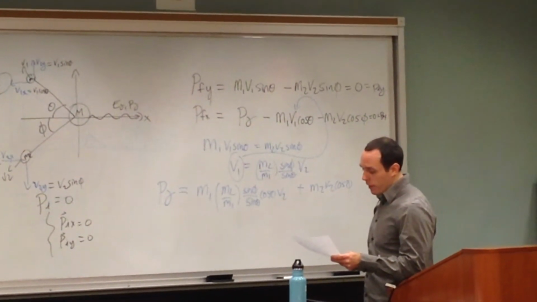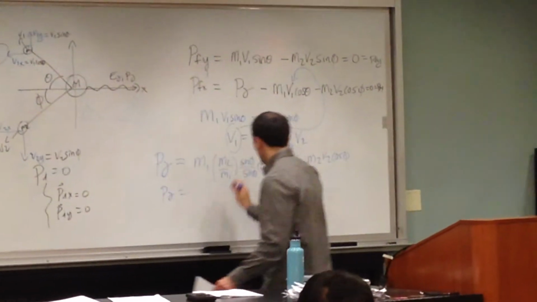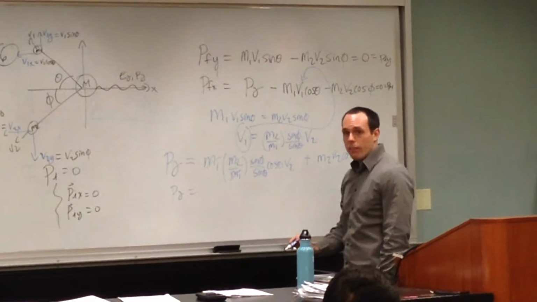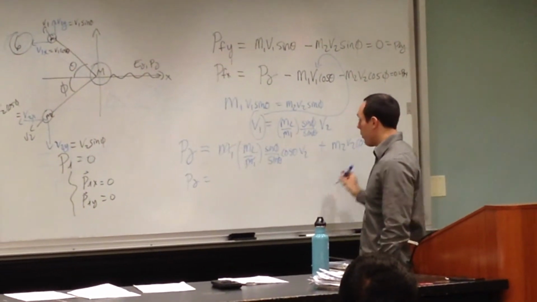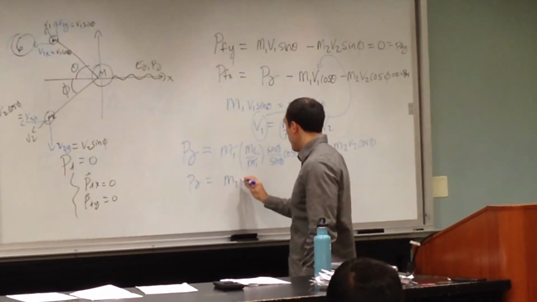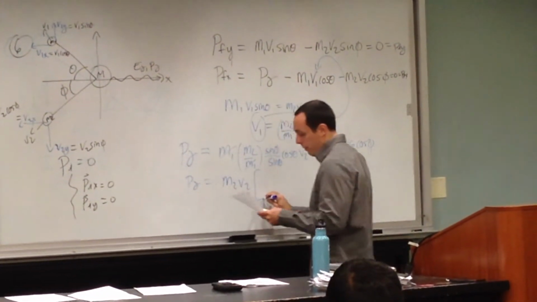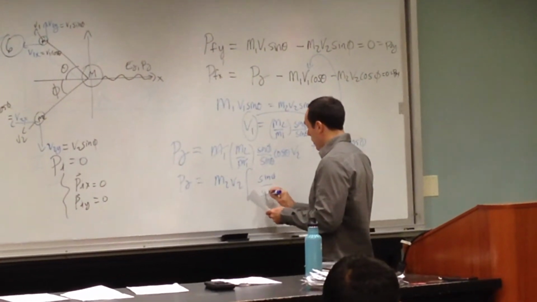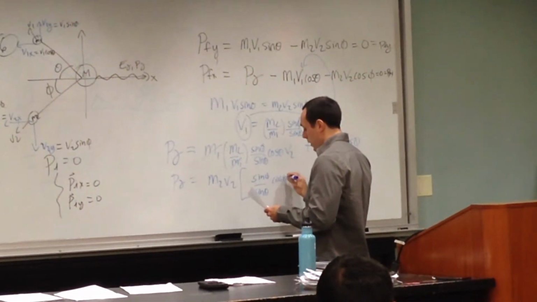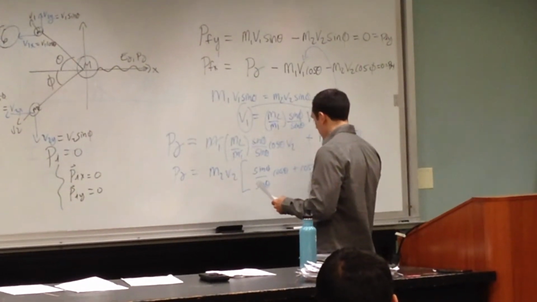If I want to do this now, what I end up getting is p gamma is equal to, notice these m1s cancel each other out. So common terms I have are m2 and v2. So m2, v2 are the common terms. And now it's going to be sine of phi divided by sine of theta, cosine theta, plus cosine phi.